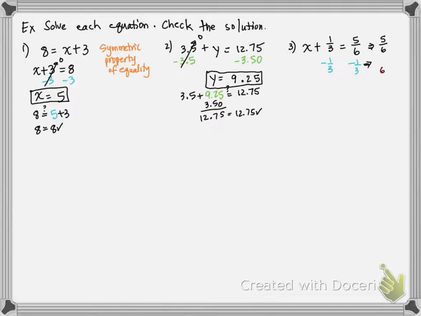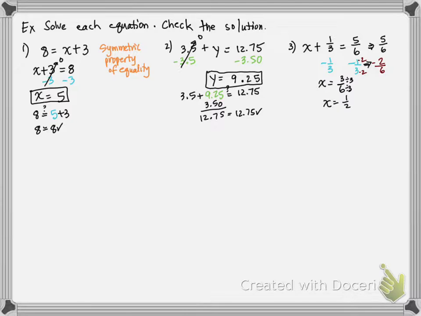It was a 3, so I'd have to multiply top and bottom by 2. So that would give me a 2. So I'm going to subtract 2/6 from 5/6. And I get x equals 3/6. But remember, with fractions, we do need to simplify. So we're going to divide by 3. And we get x equals 1/2.